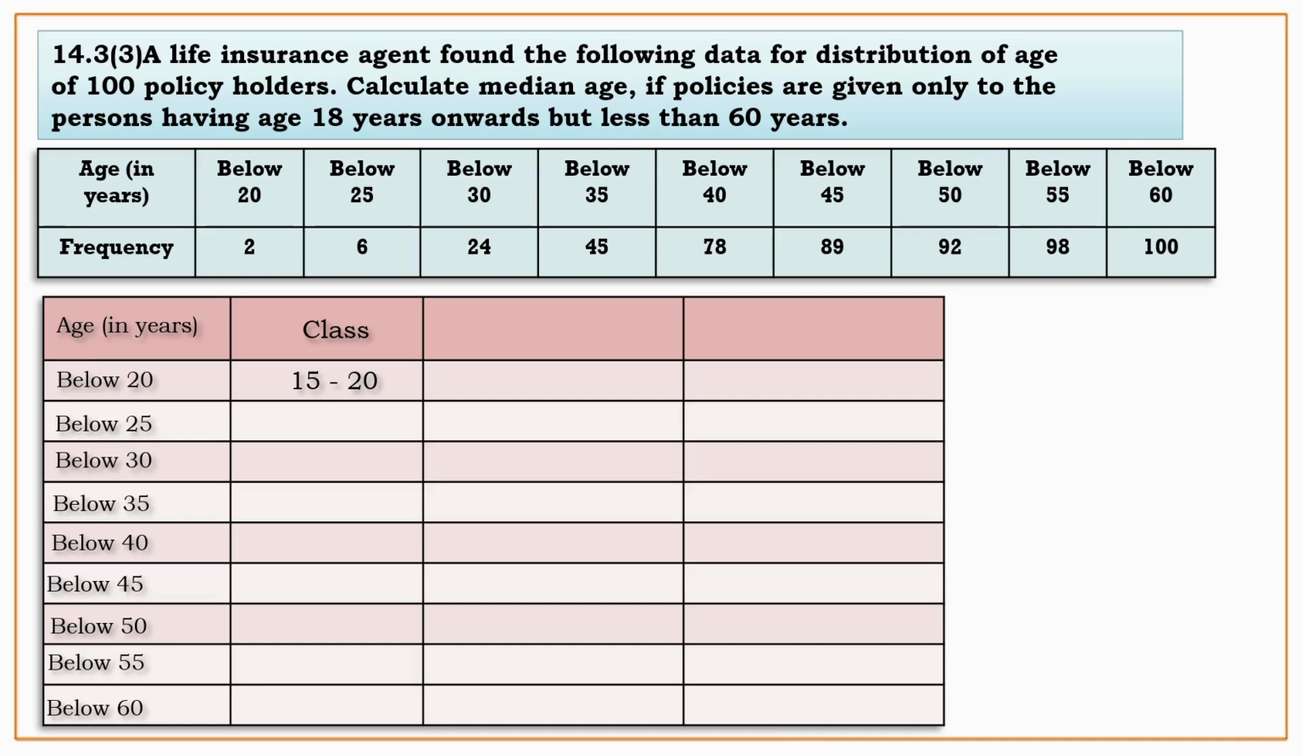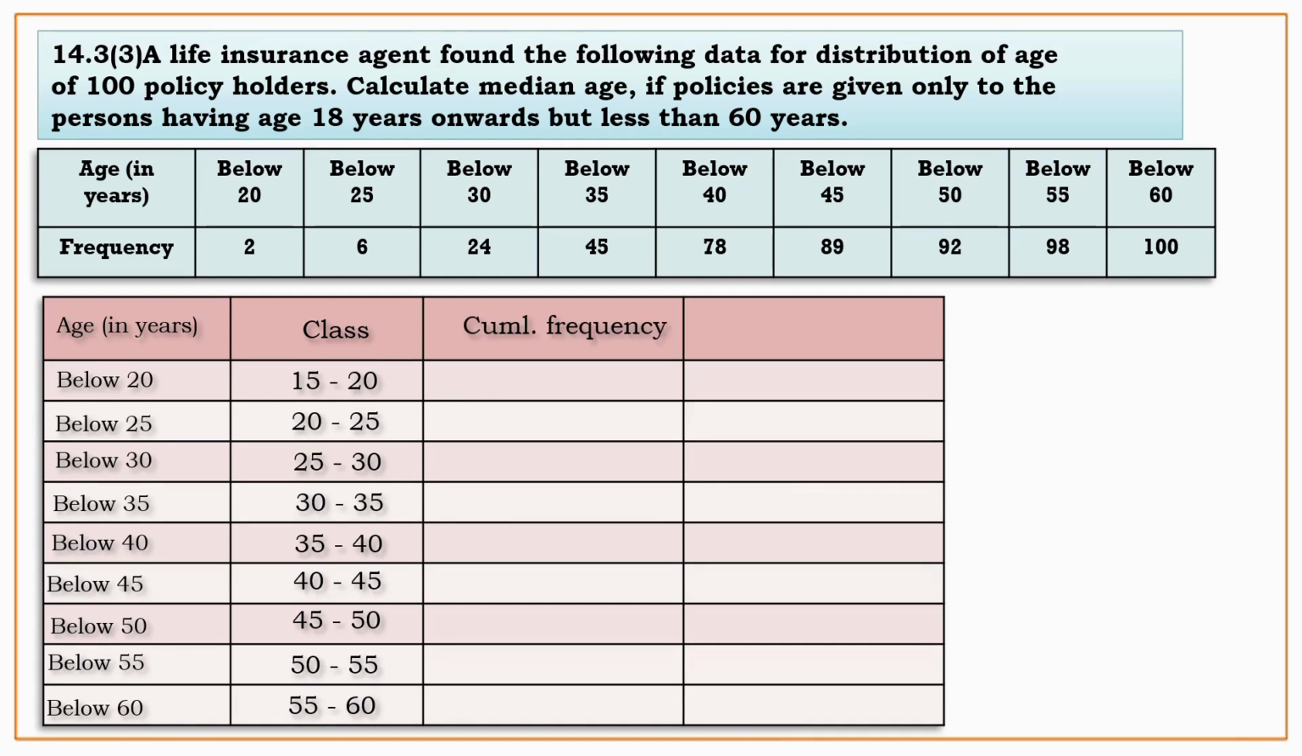Okay. So below 20 means here 20 is the upper limit. So what will be the class interval? So the class size should be 5. So it will start from 15. So 15 to 20. So the next is below 25. Below 25 means it will start from 20 to 25. Below 30 means 25 to 30. So in this way we keep on converting it into the corresponding class interval. Okay. Now we have converted all this into the corresponding class interval.